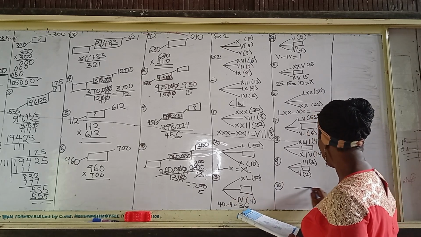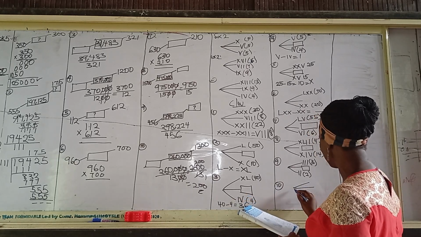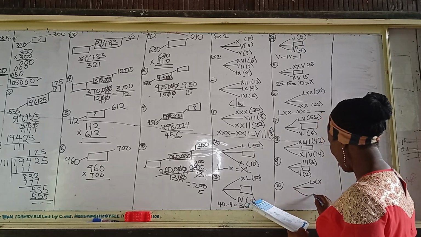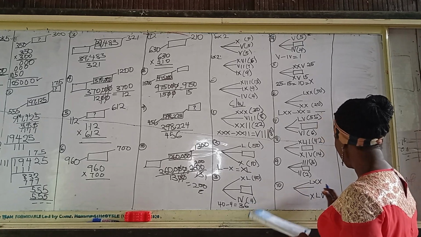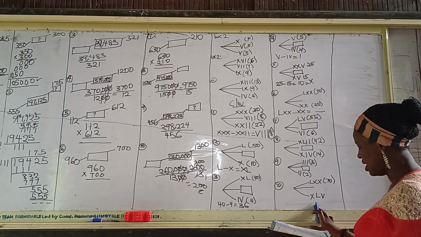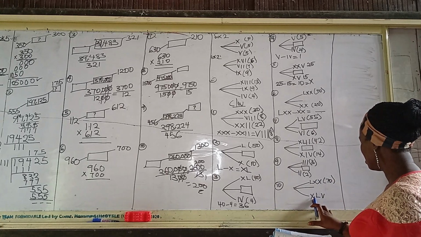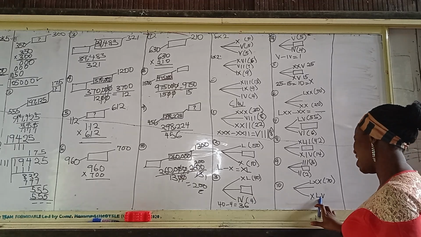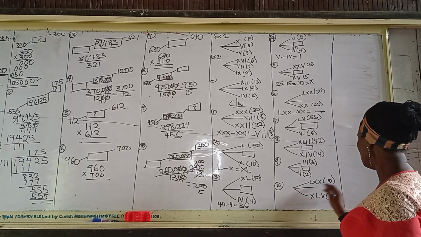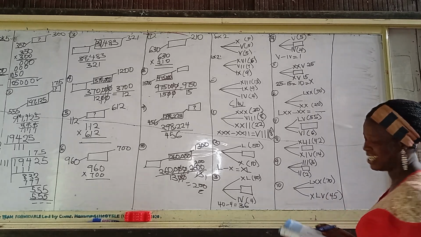So number 10, the last question for this exercise. We have LXX. We have XLV. L is 50. That is 70. And this one is X, 10. L is 50. That is 40. That is 45. You subtract it and get your answer.